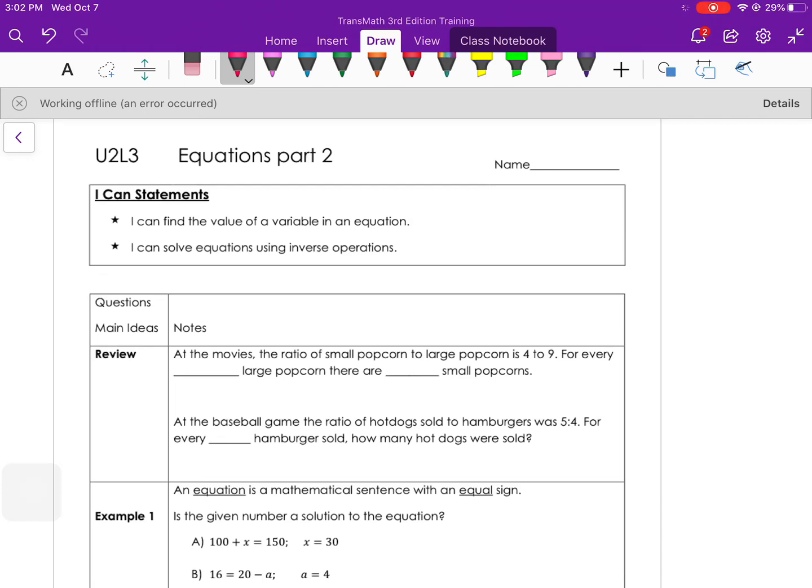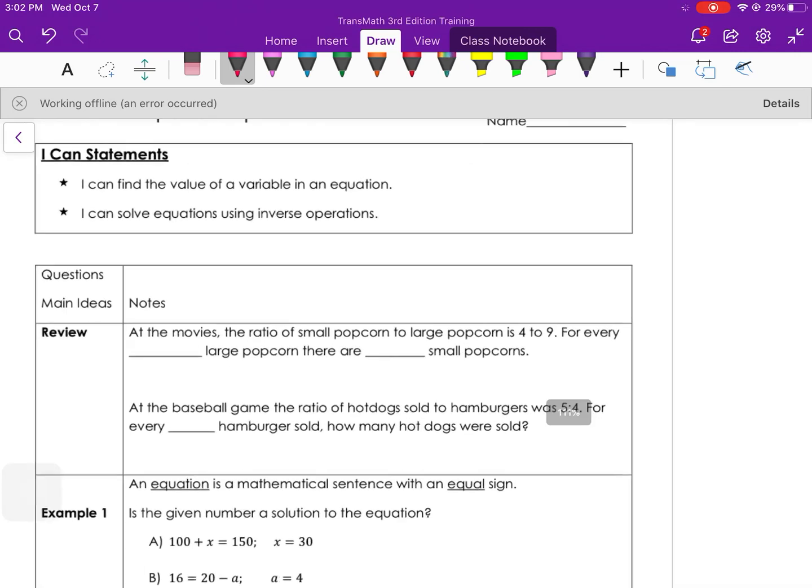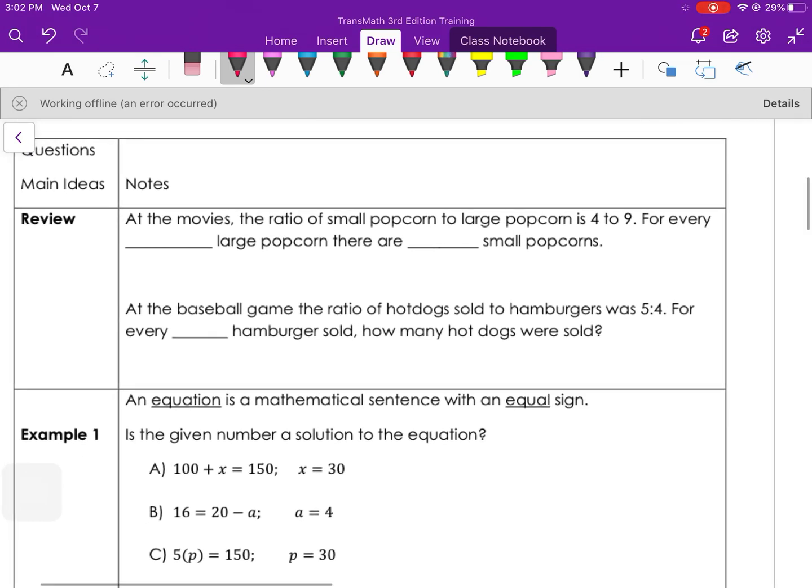So just a little review of ratios quick. At the movies, the ratio of small popcorn to large popcorn is 4:9. For every blank large popcorn, there are blank small popcorns. So since the ratio of small popcorn to large popcorn was 4:9, that means for every 9 large popcorns, there were 4 small popcorns.